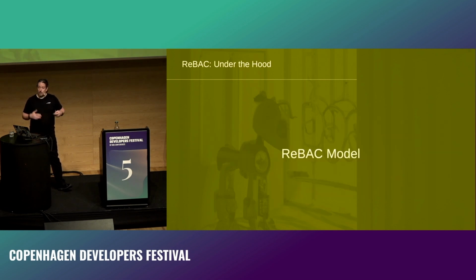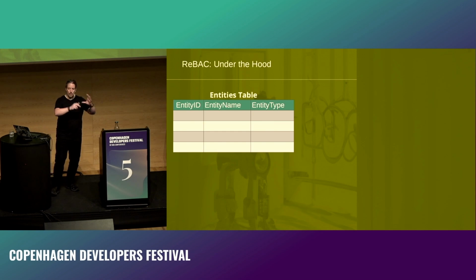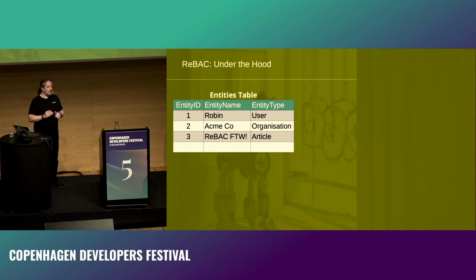So how does a ReBAC model fit on top of that? It's quite similar. And we still have an entities table because we've got all the entities. We've got the dog and the person and the farmer and all entities that are talking to each other. So let's consider 3 different entity types: the user, an organization, and an article. And in this case, each of them has a name. So entity ID 1 is a user called Robin. Entity ID 2 is an organization called Acme Co. And entity number 3 is an article called ReBAC for the win.